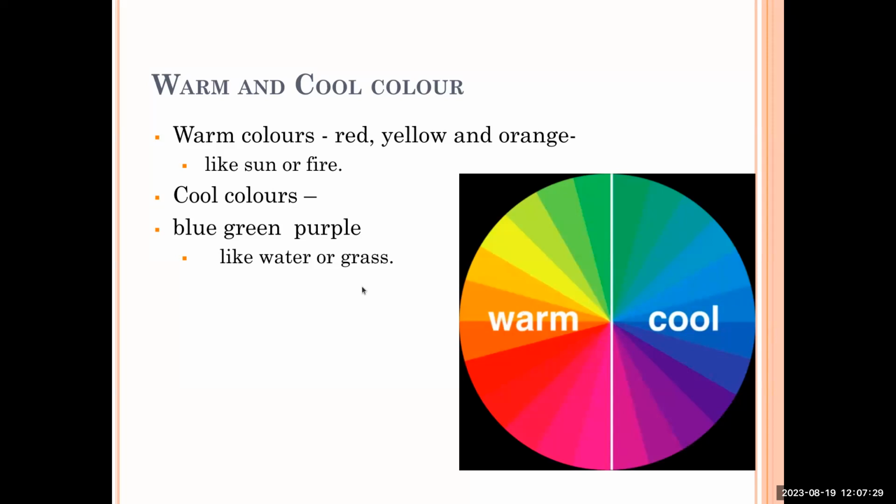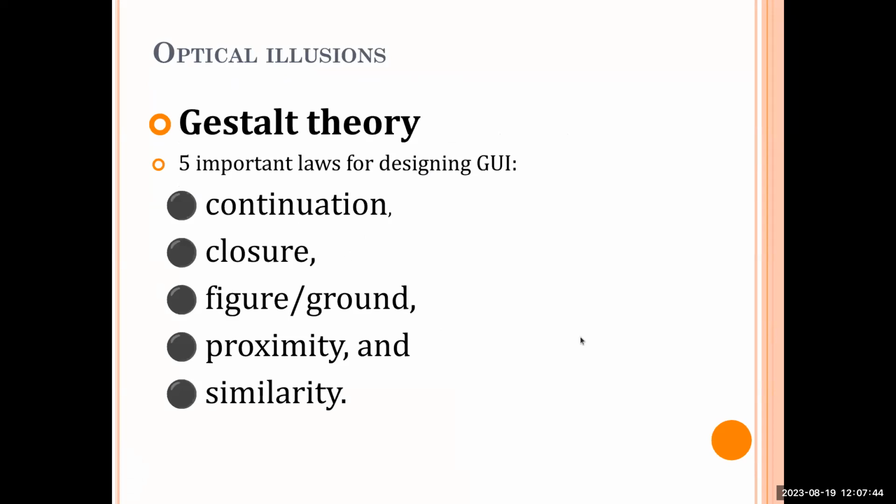When you design a website or graphical user interface, you have to think about these colors and the sizes, and the other thing is grouping. When you group icons and symbols, you have to think about Gestalt theory. The 5 important laws for designing a graphical user interface are continuation, closure, figure and ground, proximity and similarity.